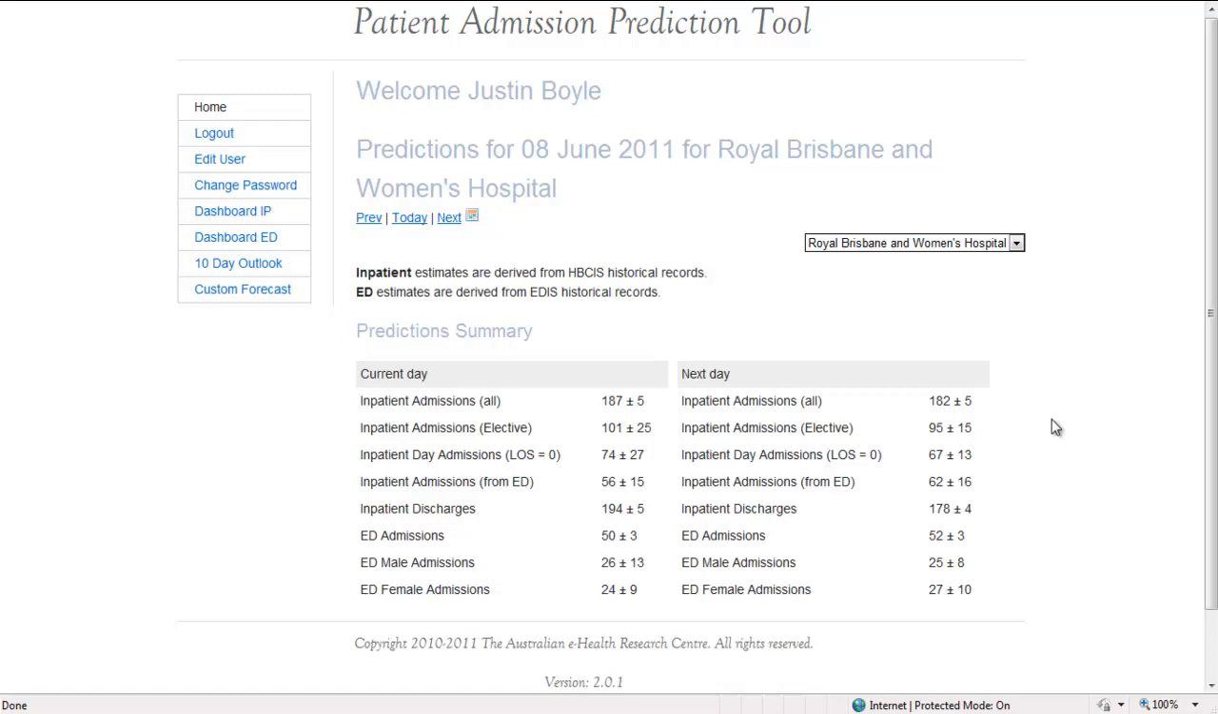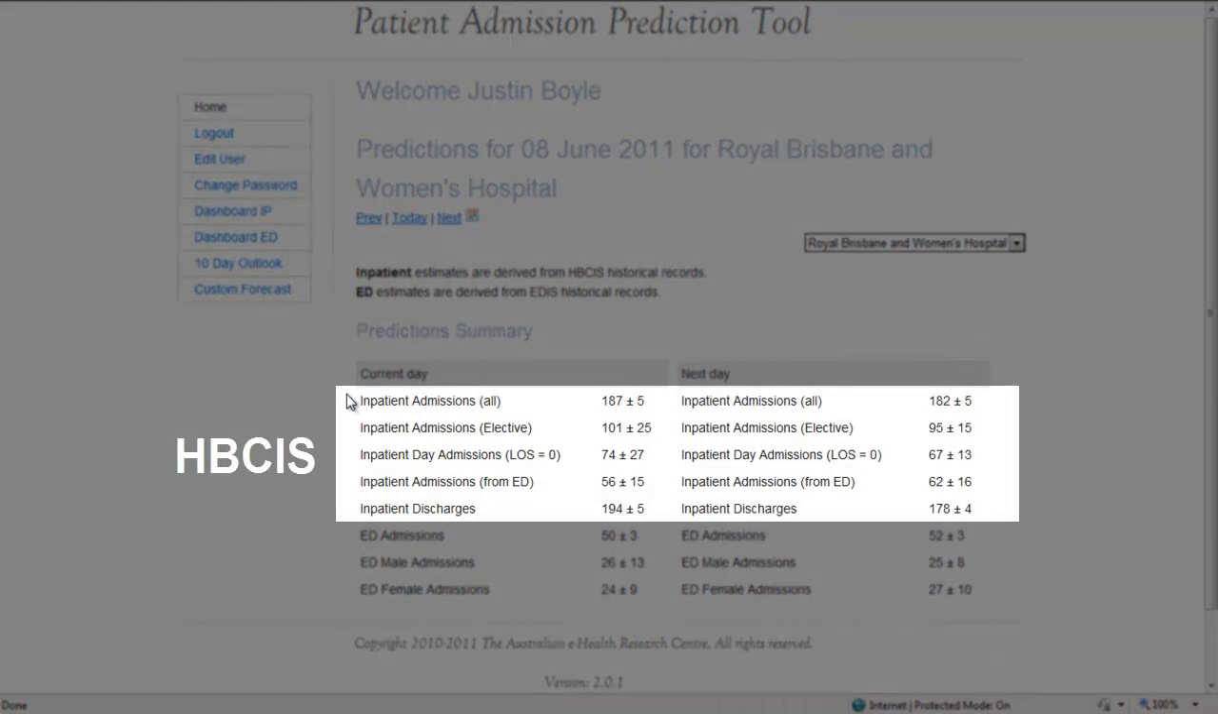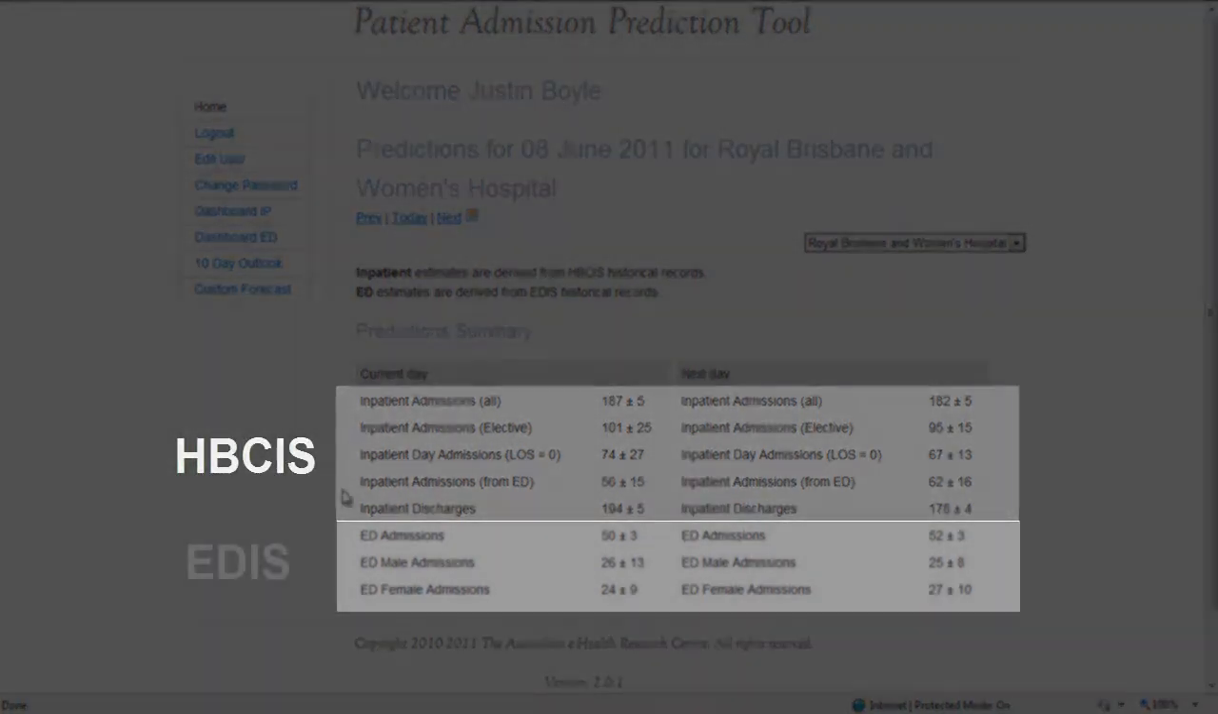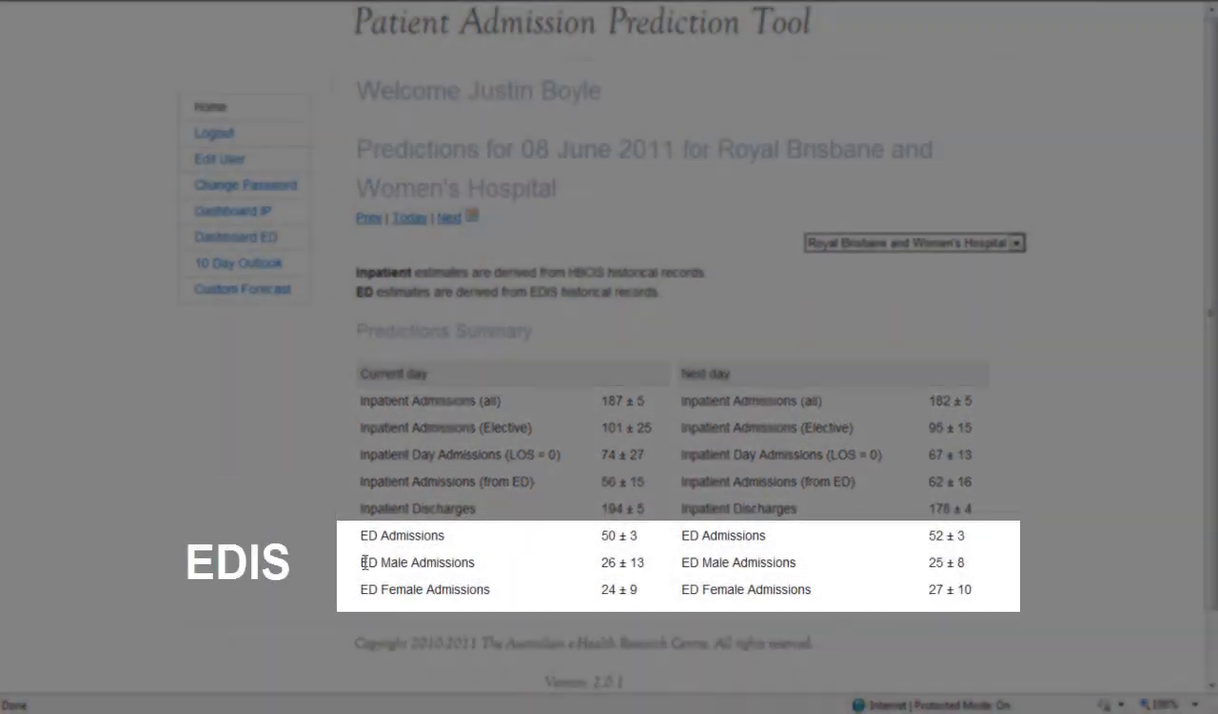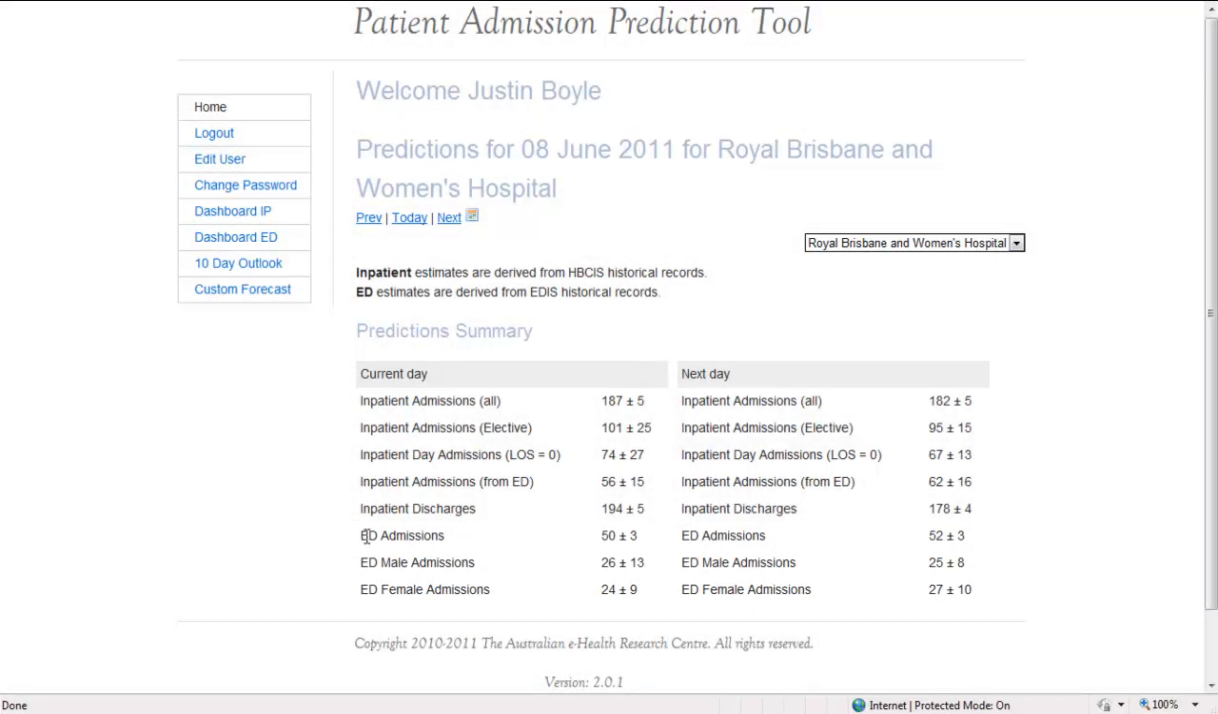Other days they're wider. And we draw information from two systems, the Hibiscus hospital-based corporate information system. So these are these first 5 values here. And then also EDIS, Emergency Department Information Systems. And they're separate information systems, and we provide estimates from both. So they don't always match.